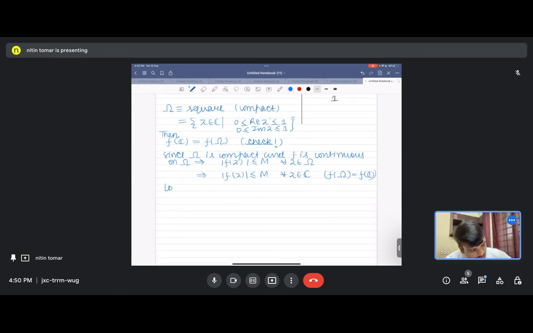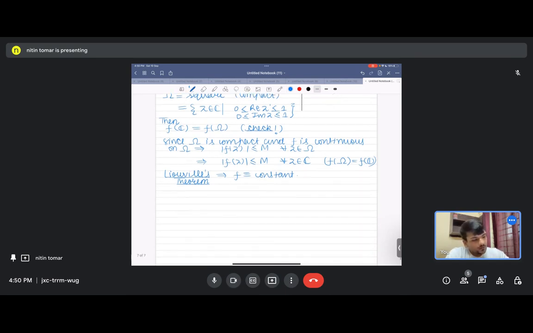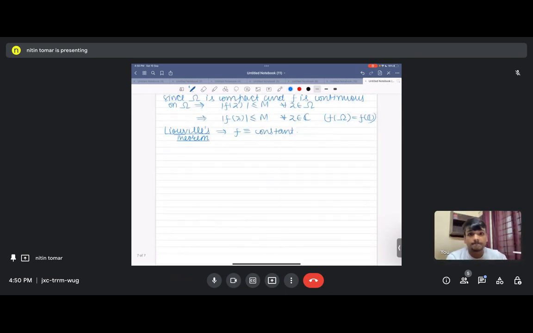So then, by Liouville's theorem, this implies f is constant. So we are done here, right, with this part? Thangeshwaran, do you have some doubt?